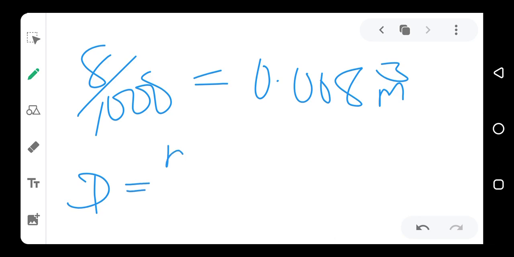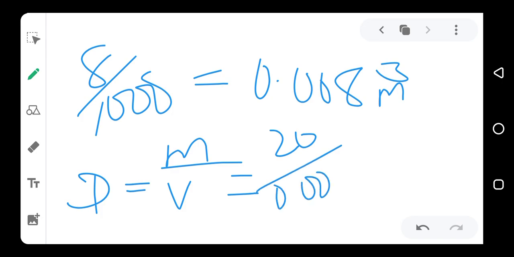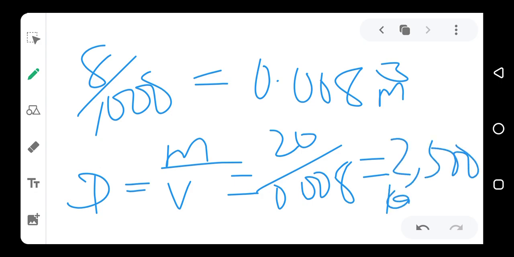D is equal to mass over volume, which is equal to now 20/0.008, and this will give us 2500 kilogram per meter cube. So this is the answer.